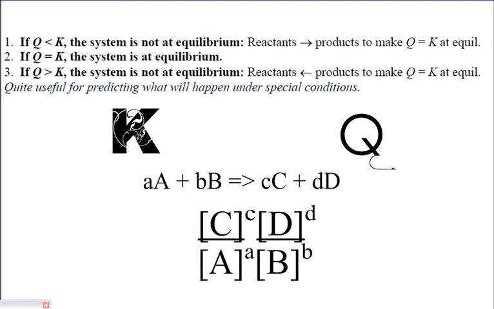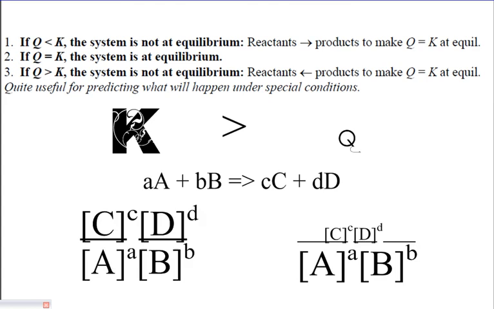If Q is less than K, that means that the system has not yet reached equilibrium. And therefore, the system will shift towards the production of more products. See how the arrow in the Pac-Man is pointing towards Q? That's the direction that we are going to shift, towards the products. So the reaction will shift to the right, towards the production of products.